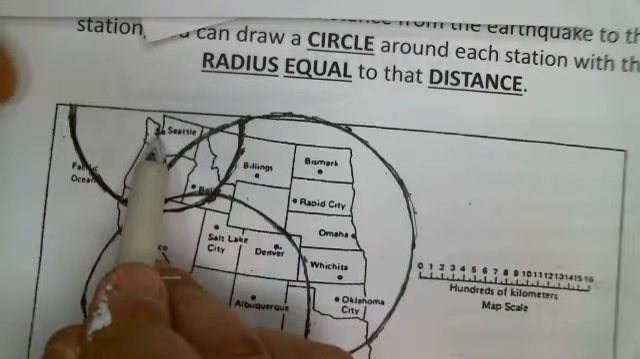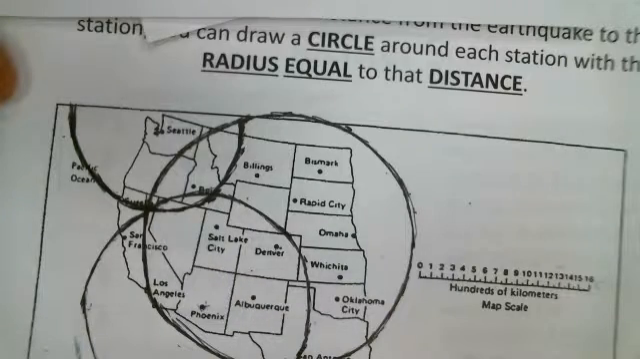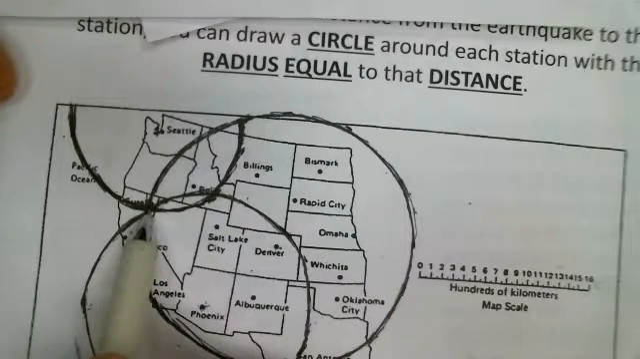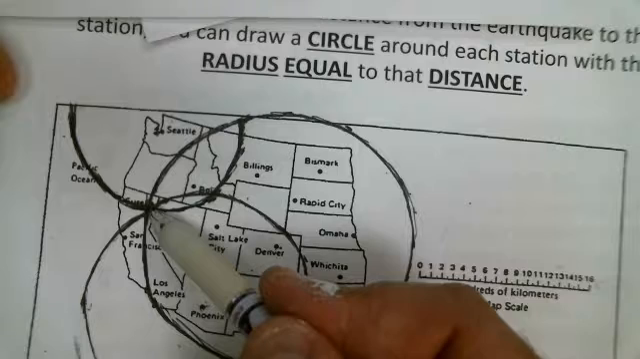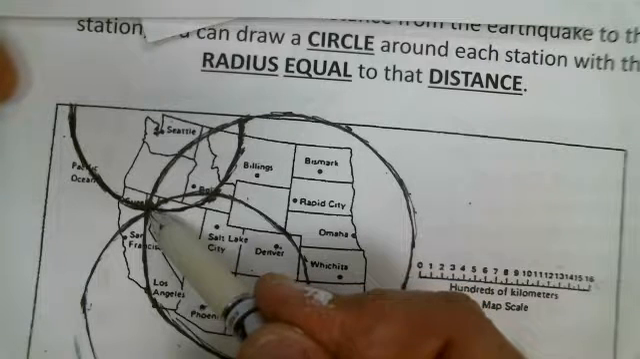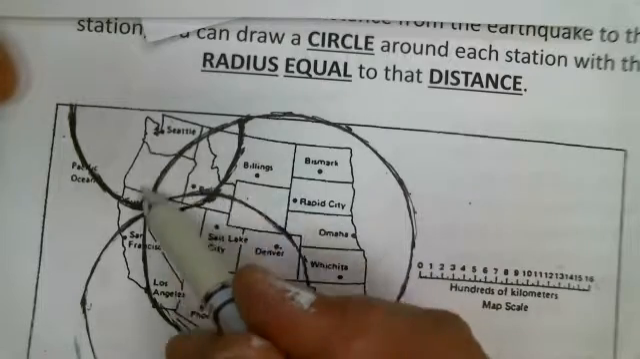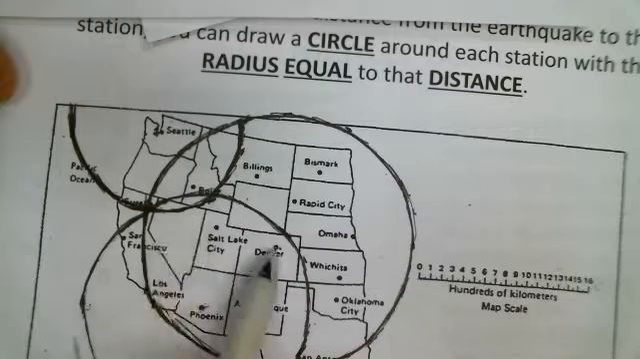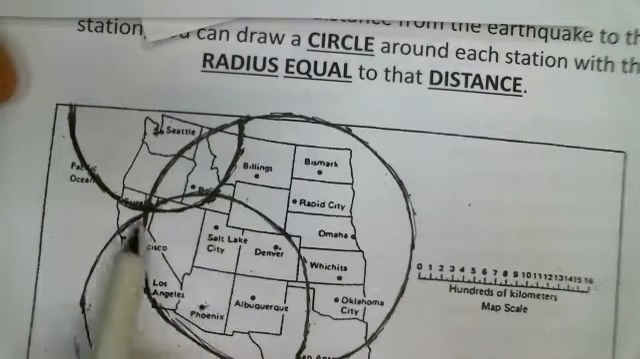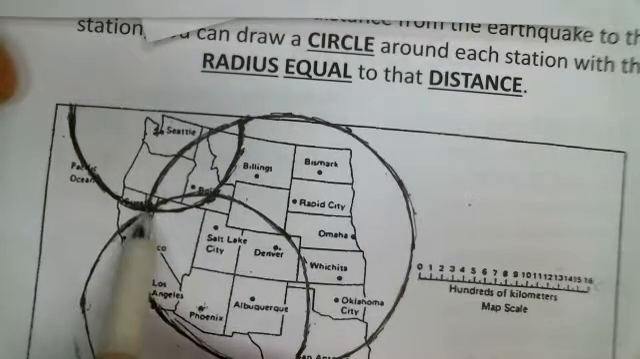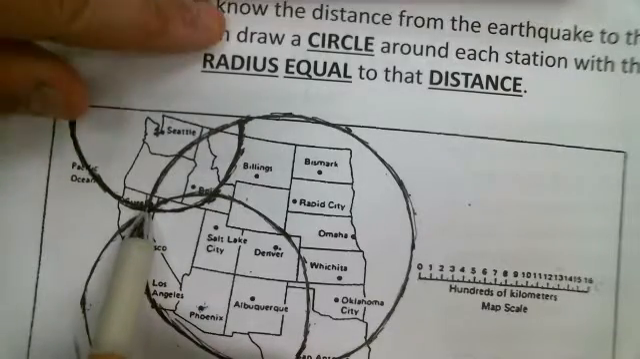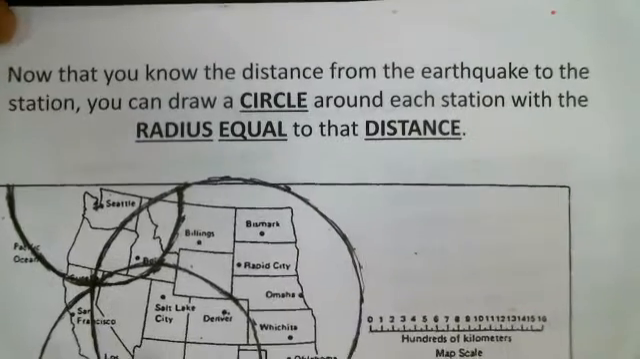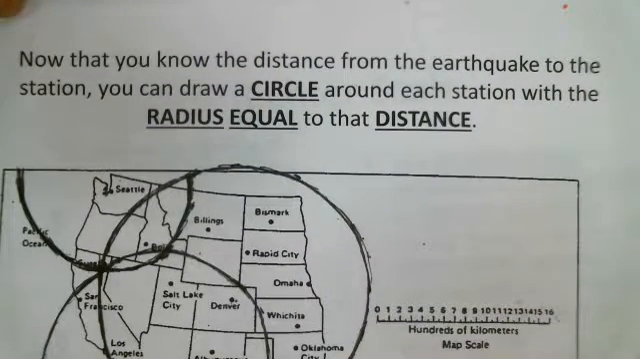So the only place that would satisfy all these different requirements is this spot right here. This spot is where all three circles cross. It's 600 kilometers from Seattle, it is 1,200 kilometers from Denver, and it is 1,000 kilometers from Phoenix. And so that is the epicenter, where all three circles cross. So let's fill in the blanks.